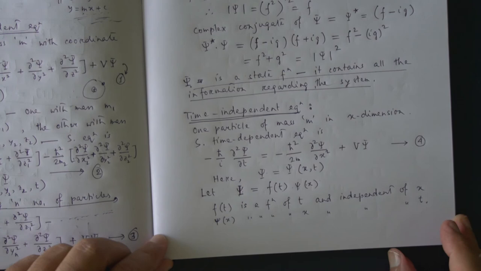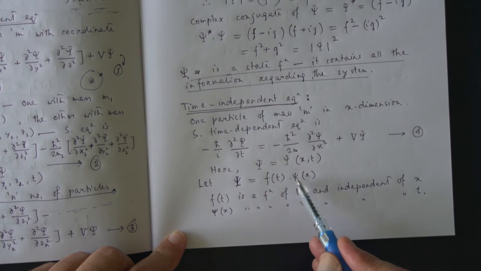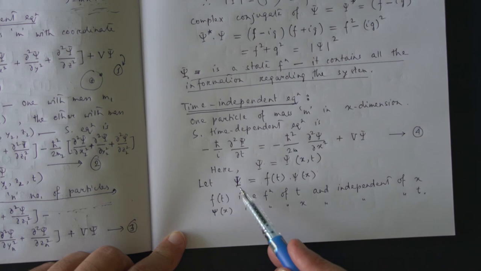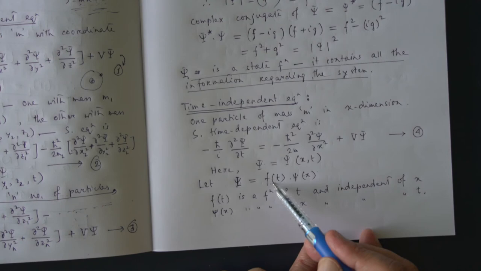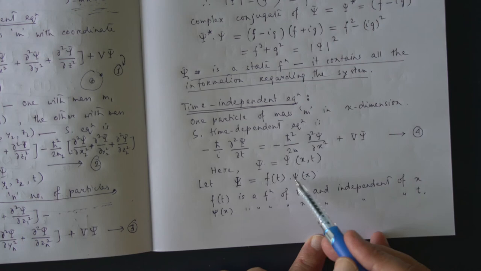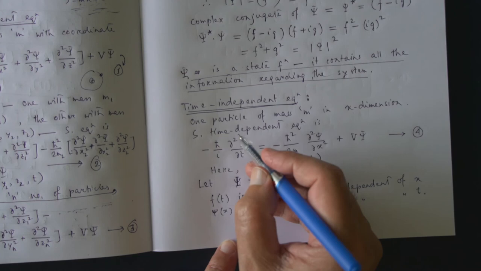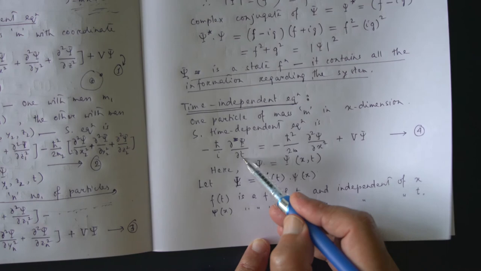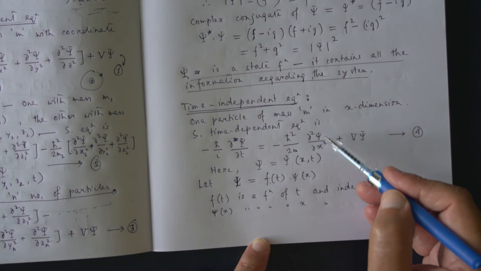That means what we have done, we have expressed this psi as a product of two independent functions. We assume this function is independent of x, this function is independent of t. That means these two functions are independent. So we are expressing psi as this. Now here what we find, we have first differentiation with respect to time and second differentiation with respect to x.